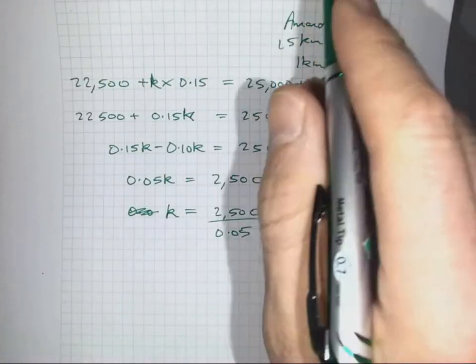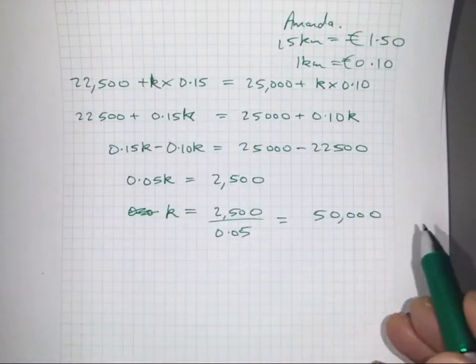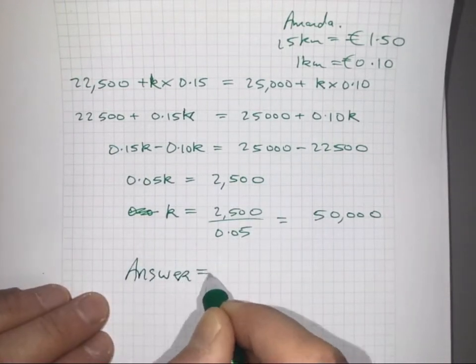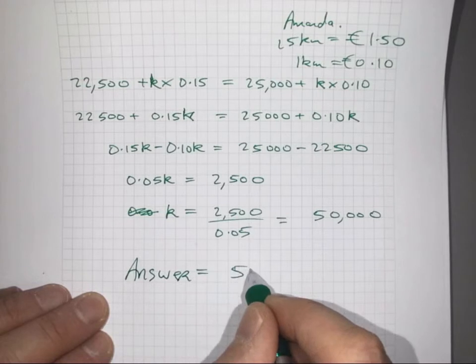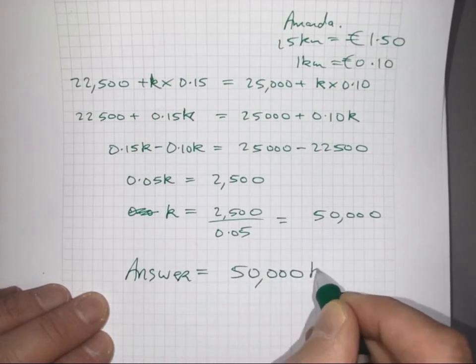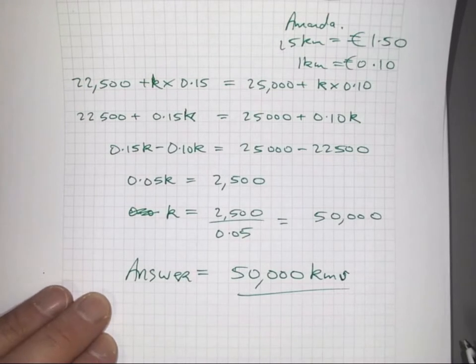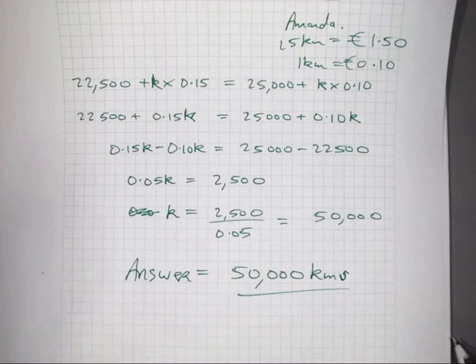So the answer to the question, how many kilometers will the cars have to travel until the cost plus the cost of the fuel are equal for the two cars, is 50,000 kms. Okay, and that question there was worth 30 marks, so you should have spent approximately 15 minutes in the exam, if you're doing it.